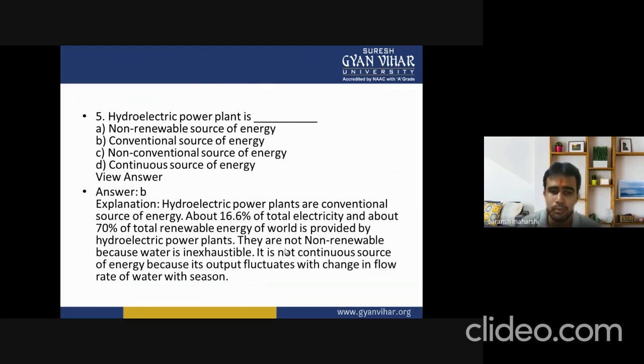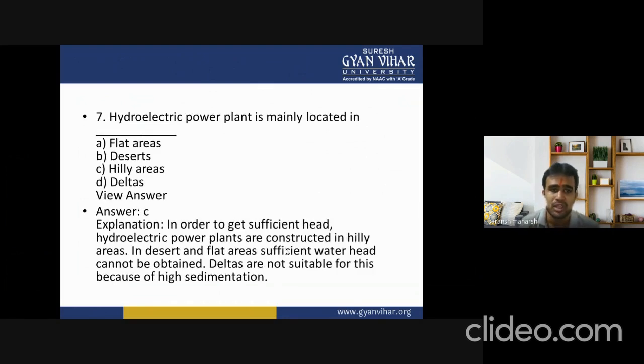About 16.6% of total electricity and about 70% of the total renewable energy of the world is provided by hydroelectric power plants. They are not non-renewable because water is inexhaustible. It is not a continuous source of energy because its output fluctuates with the change in flow rate of the water with season.